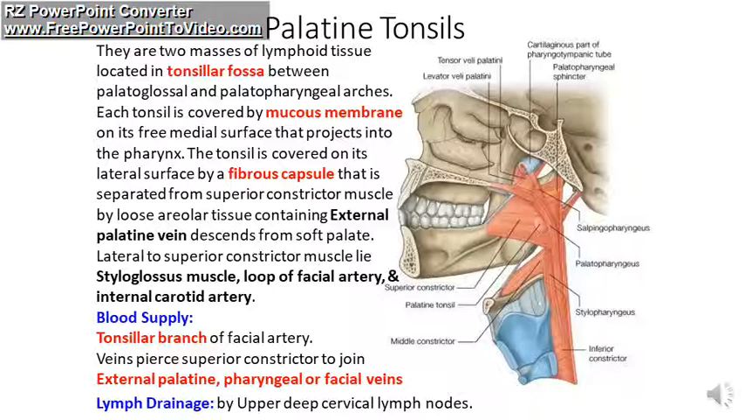The blood supply of the palatine tonsil is the tonsillar branch of the facial artery, and the vein pierces the superior constrictor to join the external palatine, pharyngeal, or facial vein. The lymph drainage of the palatine tonsil is to the deep cervical node. Deep cervical node. Any question?